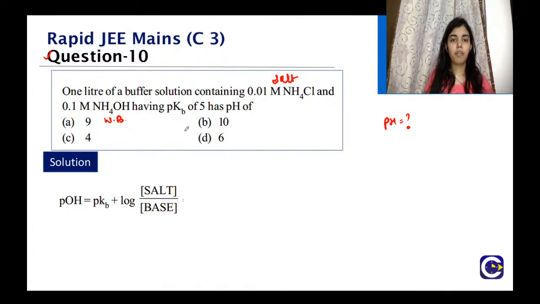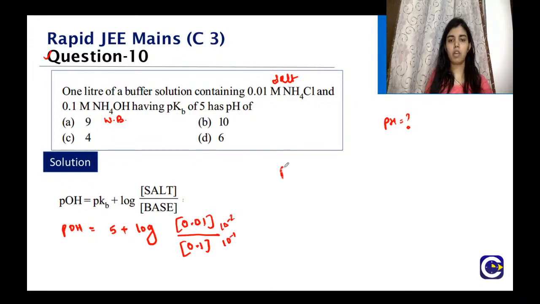We have to calculate the pH. Here pOH will be equal to pKb, which is 5, plus log of the concentration of salt, 0.01 or 10 raised to the power minus 2, divided by the concentration of base, 0.1, that is 10 raised to the power minus 1. You can write it another way also. pOH will be equal to 5 plus log of 10 raised to the power minus 1. So pOH will be equal to 5 minus 1, that is 4.